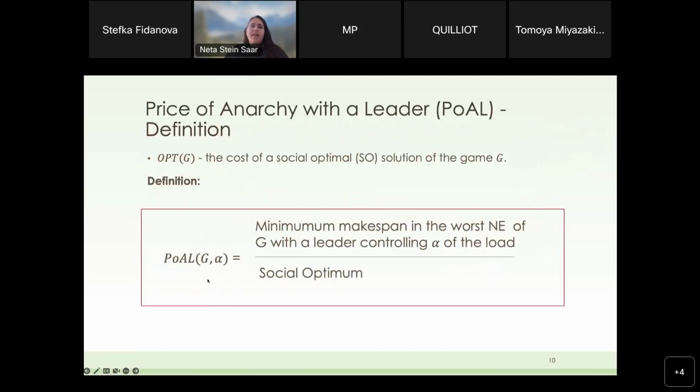And also we define the matching measurement, which is POAL, price of anarchy with the leader. It's the ratio between the minimum makespan in the worst Nash equilibrium for our setting and the social optimum. It also depends on the alpha value.